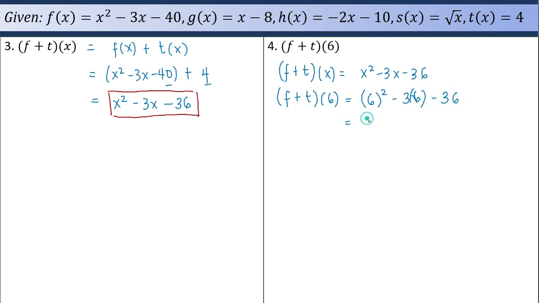Six times 6 is 36. 3 times 6 is negative 18. And then, minus 36. Pwede natin cancelin ang positive 36 at negative 36. Therefore, the answer is negative 18. Okay? So we have f plus t of 6 is equal to negative 18.